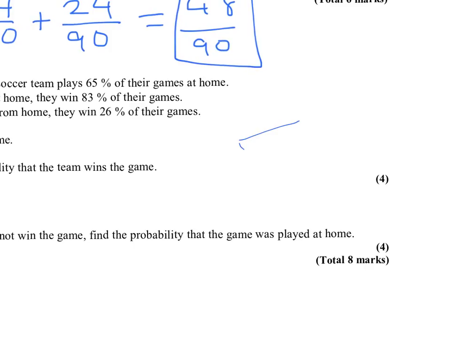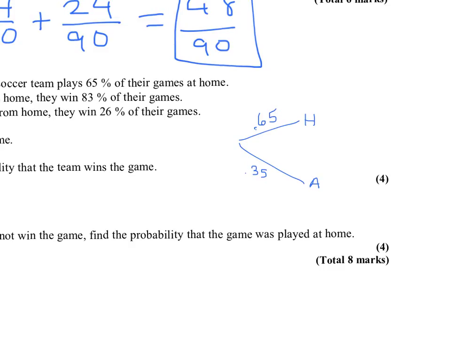So, what's the first thing that happens? Well, the first thing that happens is we're either home or we're not at home. So I'm just going to say away. Okay? When we're at home, it's a 65% chance because 65% of the games are at home. So that leaves a 35% chance that we're away.